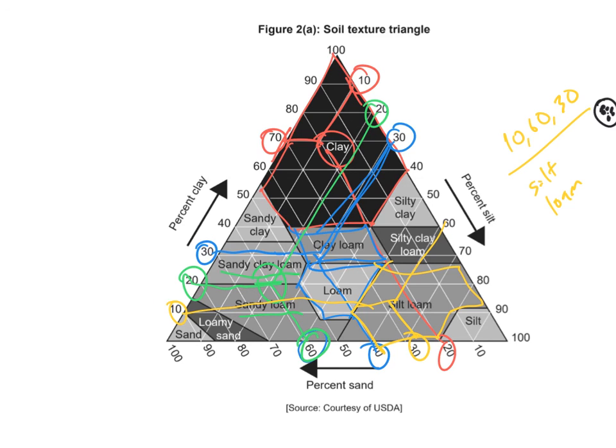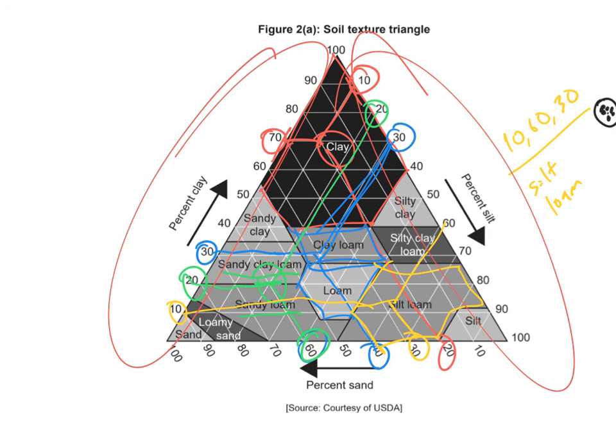So you always use clay side first, and then silt, and then sand, and you can know what the type of soil texture is.